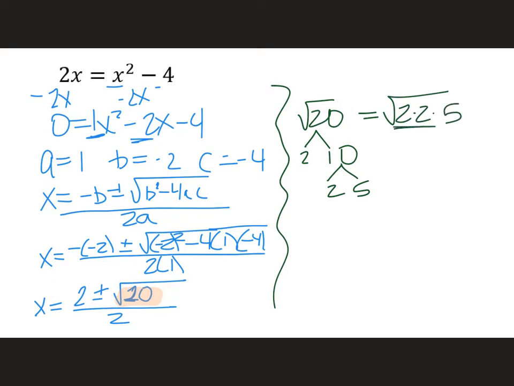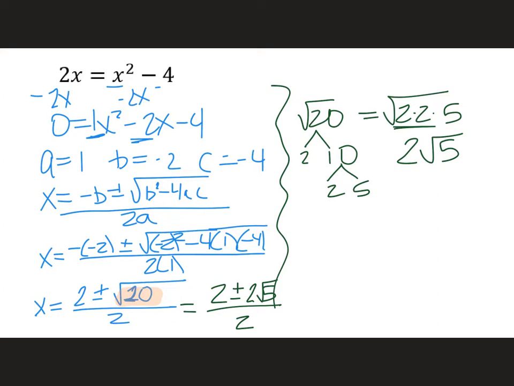That's something times itself. So the square root of 2 times 2 would be 2. I'll pull that 2 out. Takes care of the pair. And then that makes it 2 square root of 5. So now I can rewrite this as 2 plus or minus 2 square root of 5 over 2.